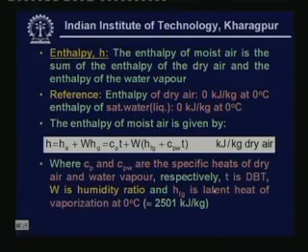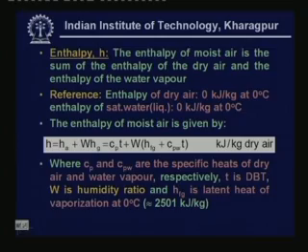Next important property for calculations is enthalpy. The enthalpy of moist air is the sum of the enthalpy of the dry air and the enthalpy of the water vapor, because moist air consists of dry air as well as water vapor. So, the total enthalpy of the moist air is because of the contribution of the dry air part plus the contribution of the water vapor.